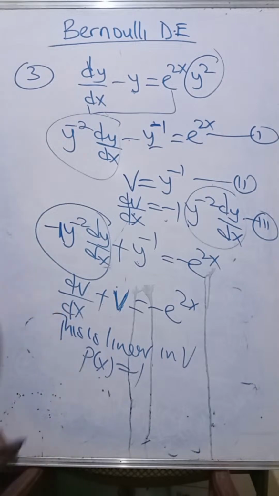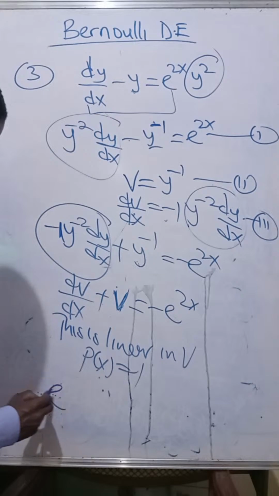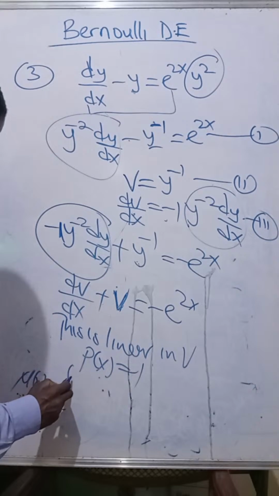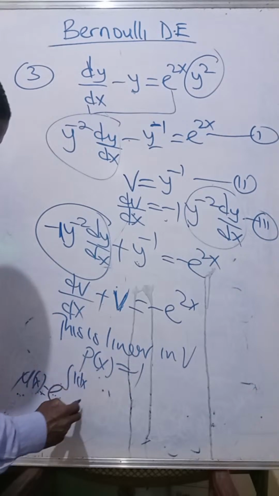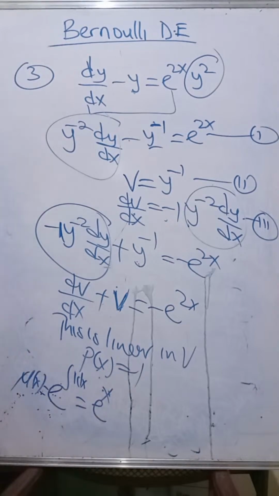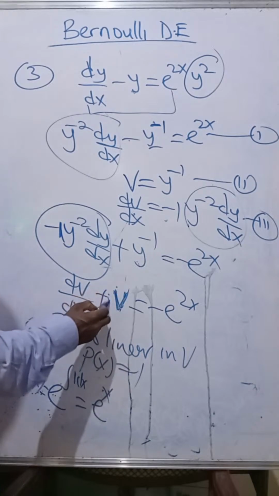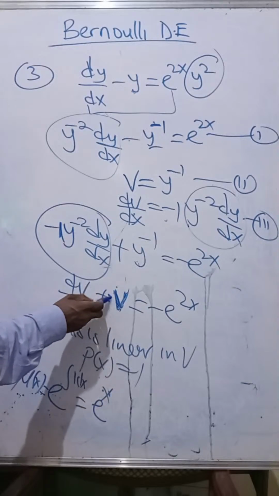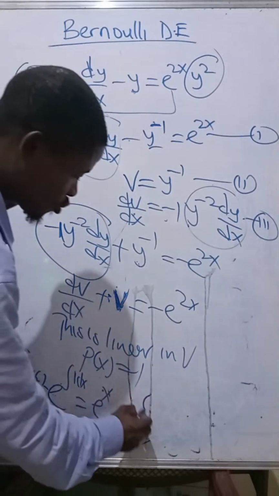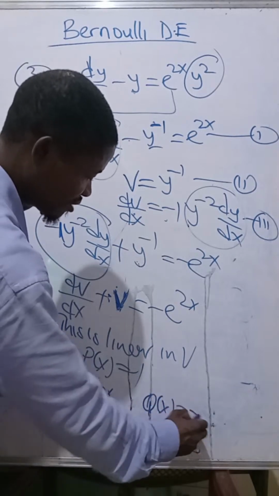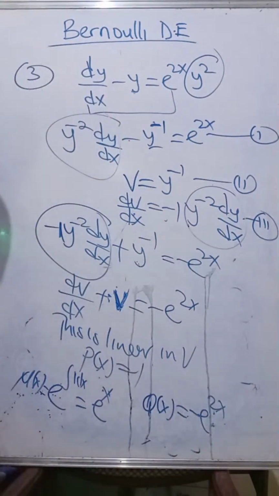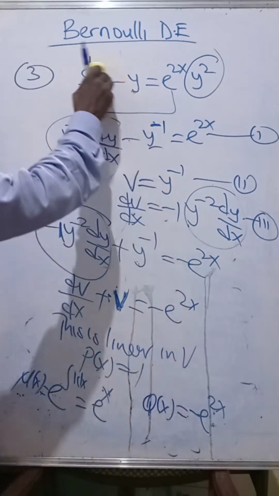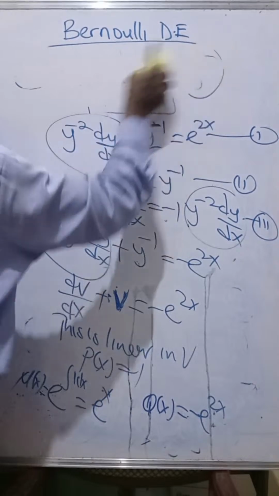So in that case now, I can get the integral factor, and that will be equal to e to the power integral of 1 dx. That's the integral factor. The coefficient attached to v will be p of x. So the coefficient of v in this place is 1. And don't forget the q of x is equal to minus e to the power 2x. So that's what we have in that place. So then we've gotten the integral factor.